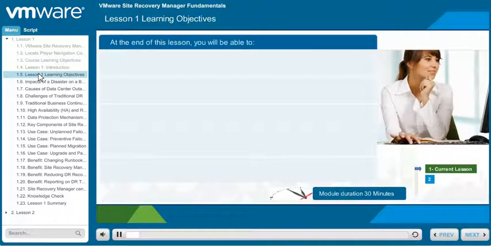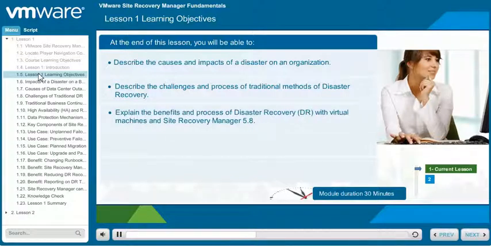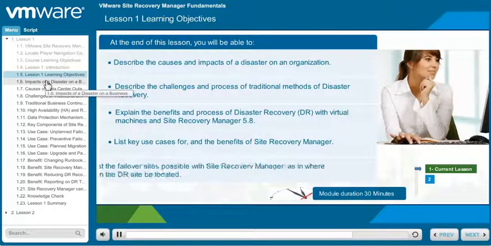This is Lesson 1. At the end of this lesson, you will be able to describe the causes and impacts of a disaster on an organization, describe the challenges and processes of traditional methods of disaster recovery, explain the benefits and process of disaster recovery, DR, with virtual machines and Site Recovery Manager 5.8. List key use cases for and the benefits of Site Recovery Manager, and list the failover sites possible with Site Recovery Manager, as in where can the DR site be located.